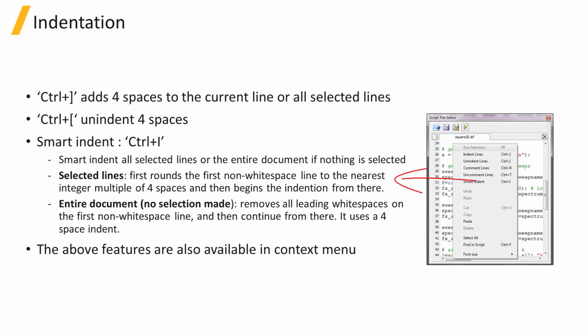For selected lines, it will first round the first non-white space line to the nearest integer multiple of 4 spaces, then begin the indent from there. When applying the smart indent to the entire document, it will remove all leading white spaces on the first non-white space line and then continue from there, using a 4-space indent. The above features are also available in the context menu when you right-click your mouse in the script file editor.